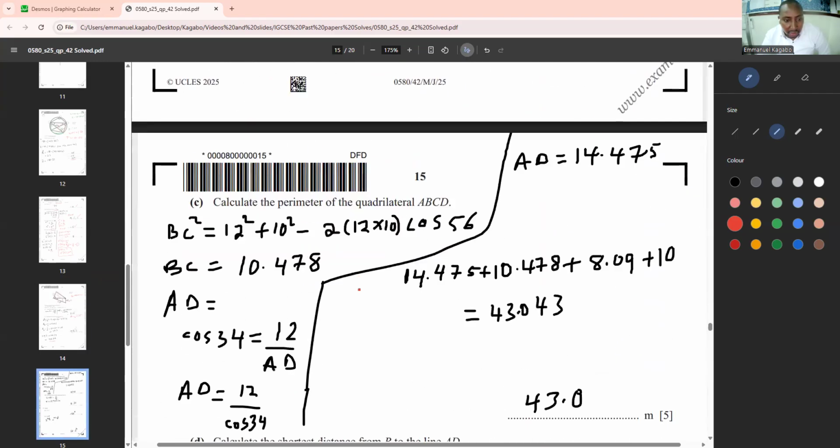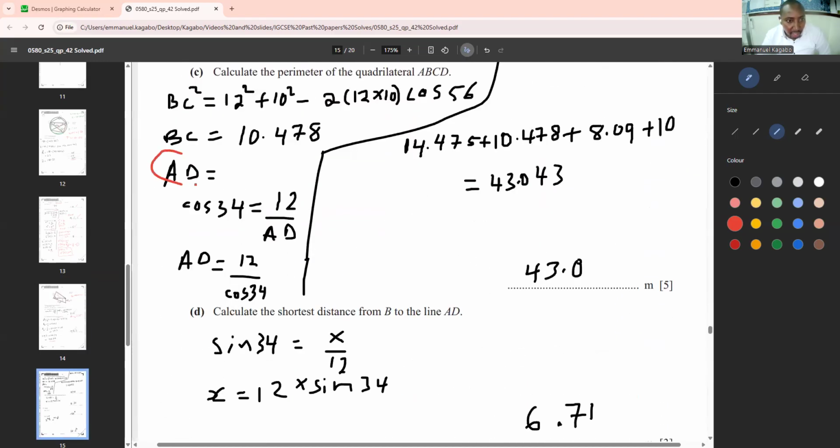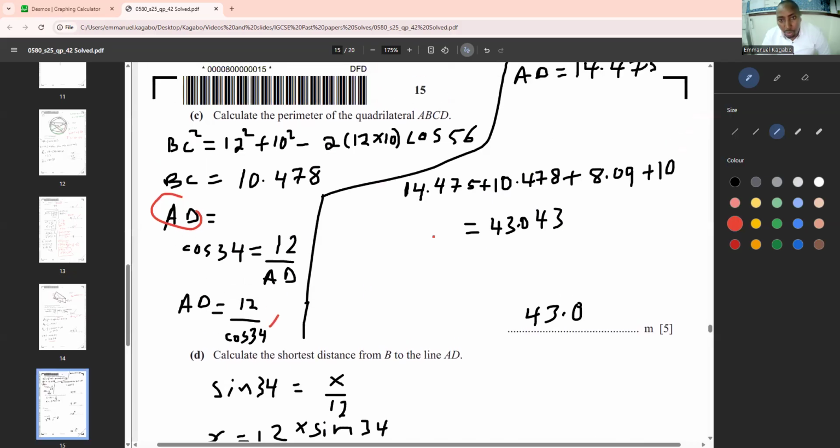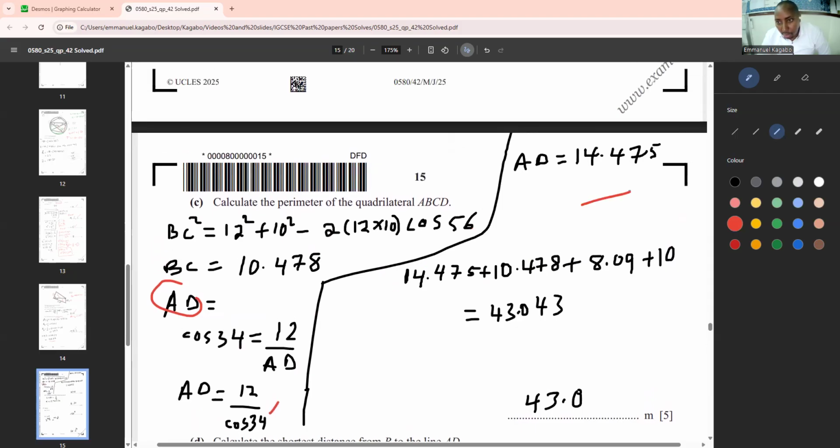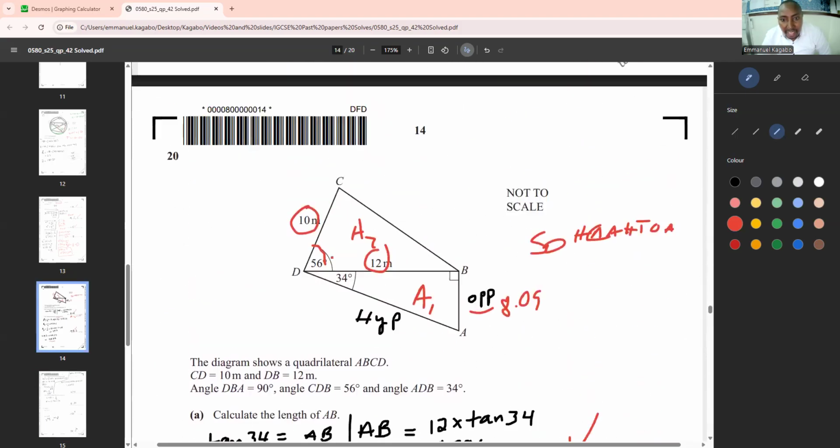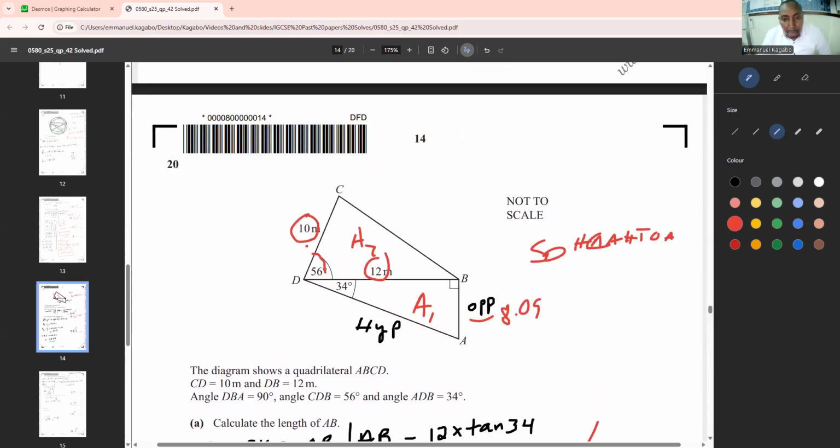So if you do that one, this is the one I'm doing here. So cos 34 is equal to 12 over AD. So cross multiply AD, and then you're going to have that. So AD will be equal to that. So I've managed to get that. What about BC? You will get it using cosine rule. You have to use cosine rule, and you're looking for the side.